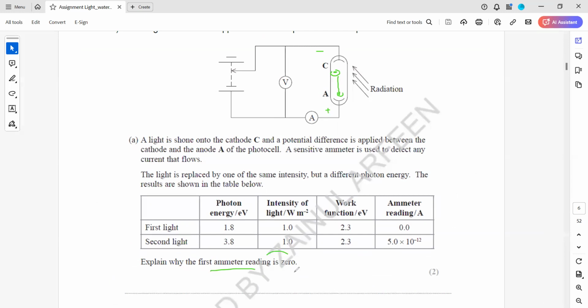Why is the first ammeter reading 0? When we use a photon of 1.8, why is there no photoelectric effect? What might be the reason? The energy of the photon is less than the work function. The work function is 2.3, but we are supplying a 1.8 electron volt photon, and the minimum energy to move out this electron is 2.3. So there will be no photoelectric effect, because the photon energy must be equal to or greater than the work function.